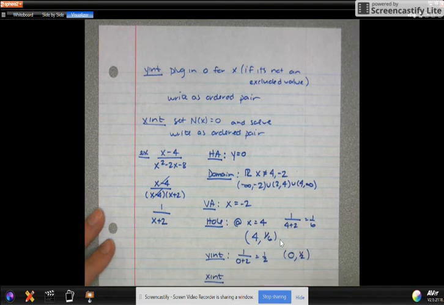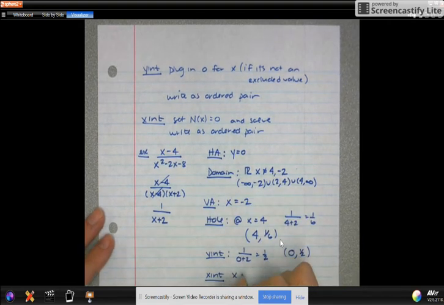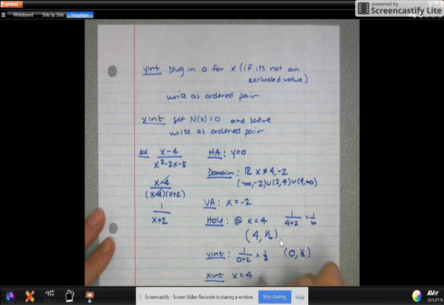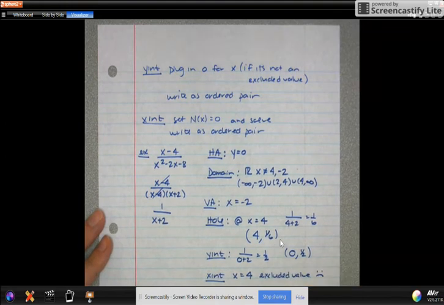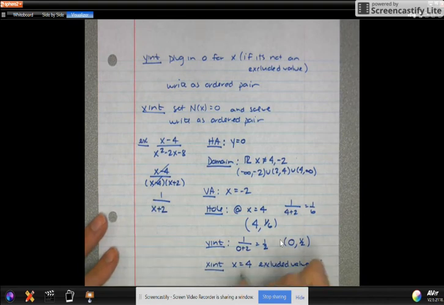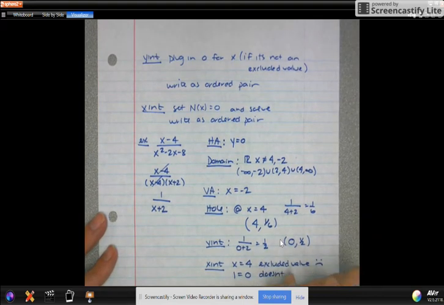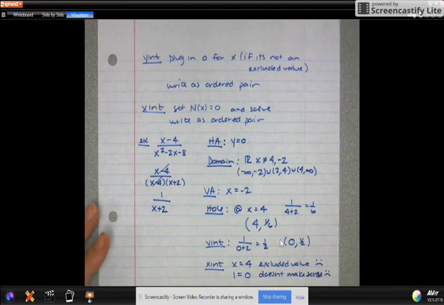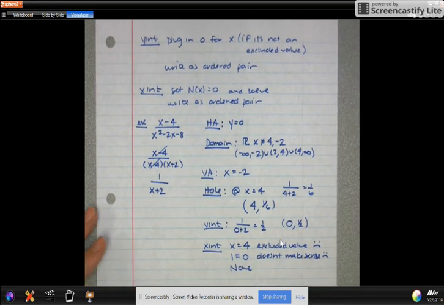And the x-intercept, you take the numerator and set it equal to 0. Now again, you can do it here or here. If you do that first one, you get x equals 4. However, that is an excluded value. So we can't really have that as our x-intercept. If you take this one and set the numerator equal to 0, that just doesn't even make sense. So either way, this is telling us that there is no x-intercept.